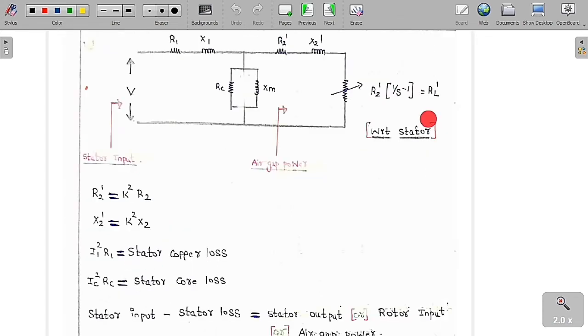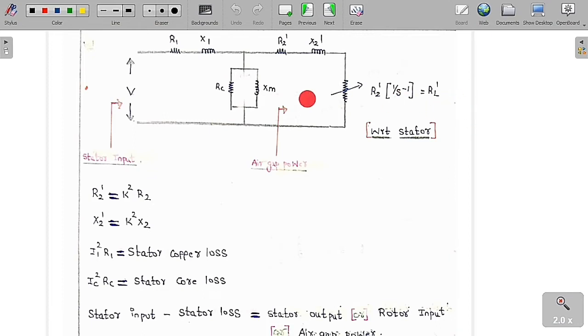So now if I bring everything from the rotor to the stator, what is the equivalent circuit diagram that we are going to see? This is the supply voltage, this is R1, X1, RC, XM, this is IC, this is IM, and this is I0, everything is the same. But now we are going to shift from the rotor to the stator. So here R2 will become R2 dash, X2 will become X2 dash, and this will become R2 dash into (1/S minus 1), which is equal to RL dash.